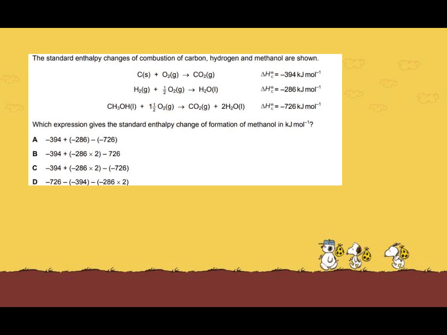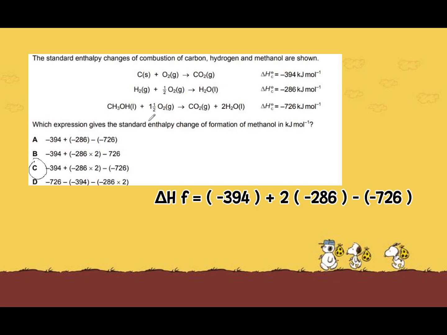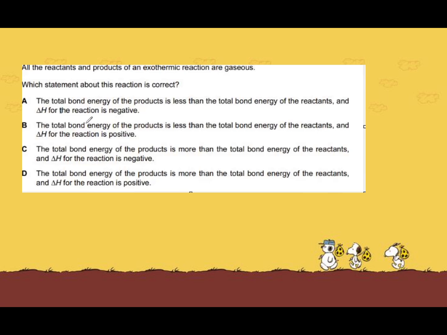Next, the standard enthalpy changes of combustion of carbon, hydrogen, and methanol are shown. Which expression gives the standard enthalpy change of formation of methanol in kJ/mol? So the correct answer is C, because by Hess's law, the enthalpy of formation of methanol equals the sum of the combustion enthalpies of carbon and 2 moles of hydrogen minus the combustion enthalpy of methanol. Delta Hf equals minus 394 plus 2 times minus 286 and minus 726. Okay, next question.